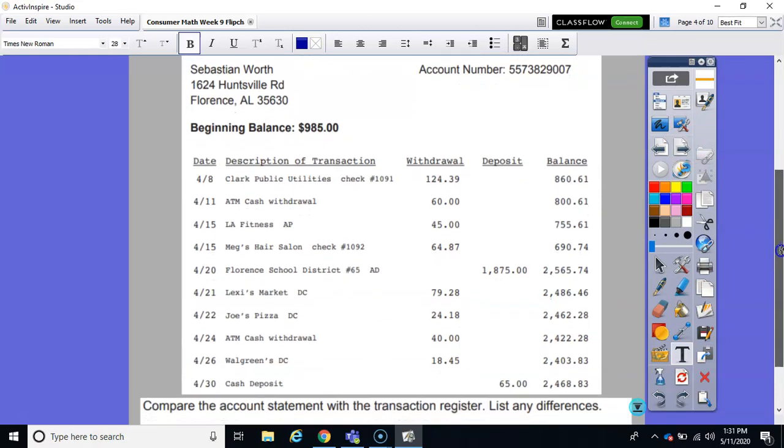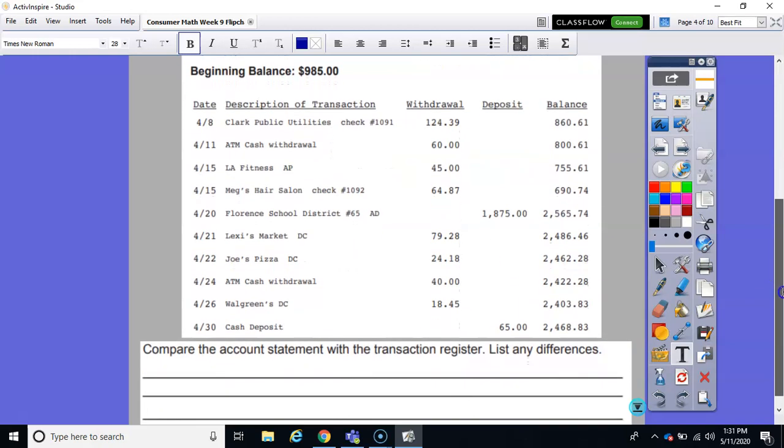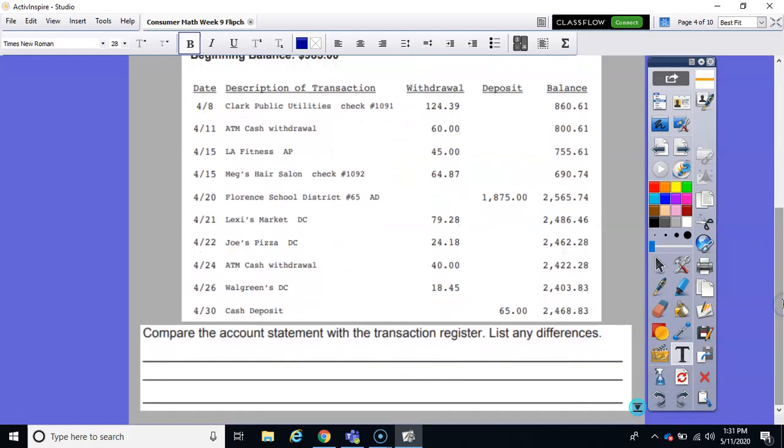So here's the bank statement. Our beginning balance was $985, and then it's listing all those withdrawals and deposits that we had on our transaction register. And what I'd like you to do is go ahead and compare that to the transaction register. Let's do it together, back and forth. So on April 8th, we had the utilities at $124.39.